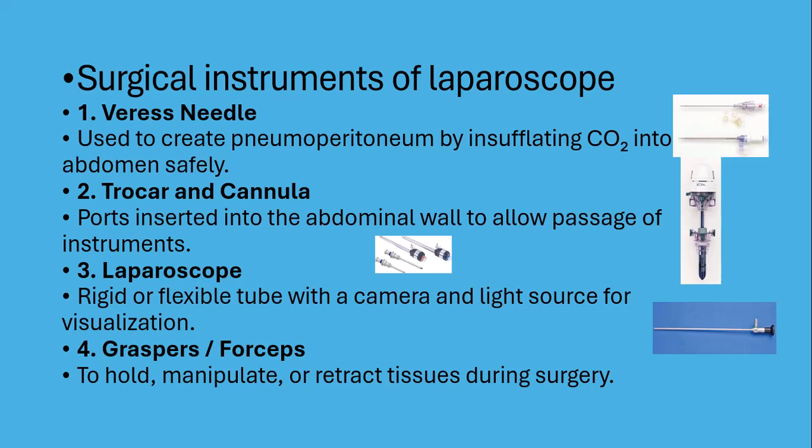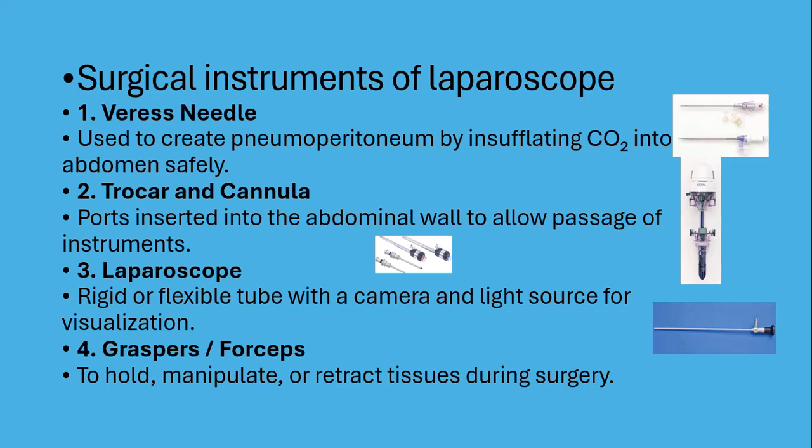Surgical instruments of laparoscope. 1. Veress needle: used to create pneumoperitoneum by insufflating CO2 into the abdomen safely. 2. Trocar and cannula: ports inserted into the abdominal wall to allow passage of instruments. 3. Laparoscope: rigid or flexible tube with a camera and light source for visualization.